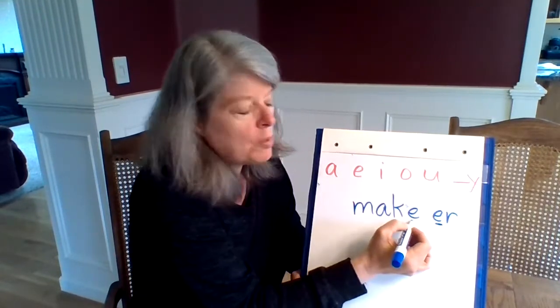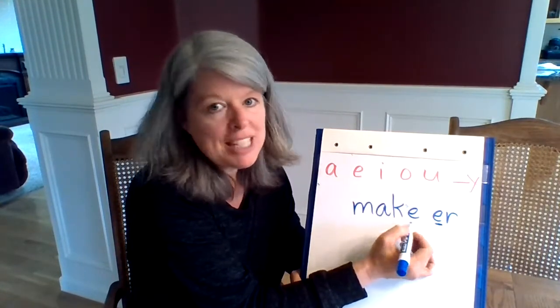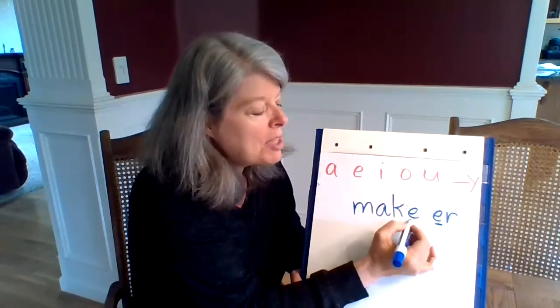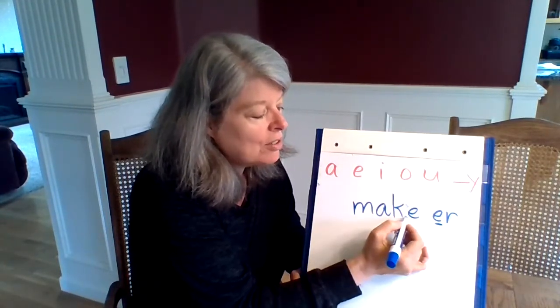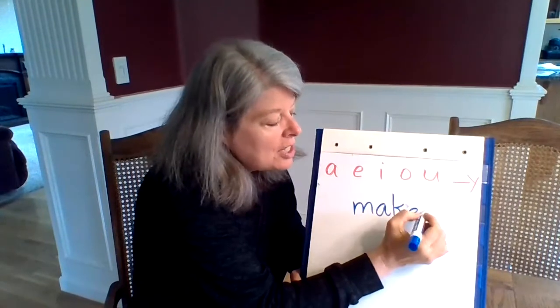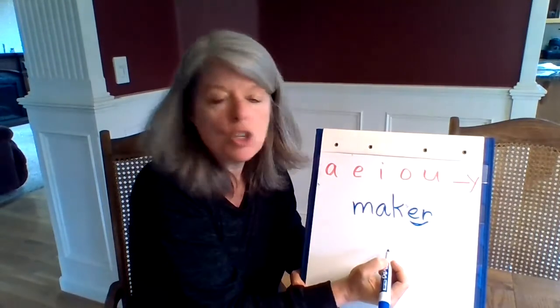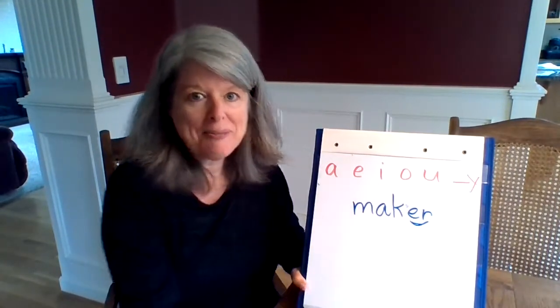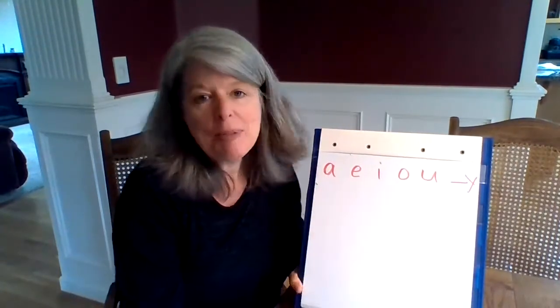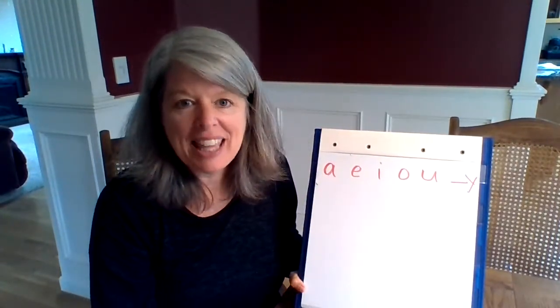Let's say I want to add the suffix er. E is a vowel with silent E. I can't have them together. I have to drop this silent E and add er, or I just add the R here and I see my suffix maker. All right, so let's spell a word with silent E and then we'll add the suffix.